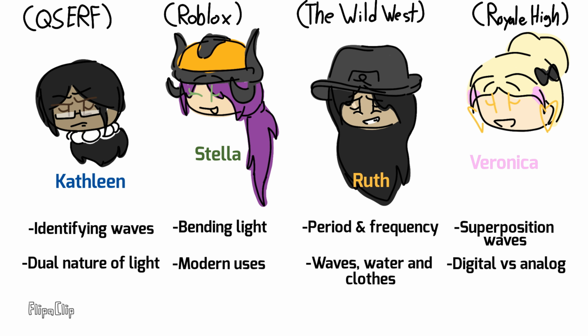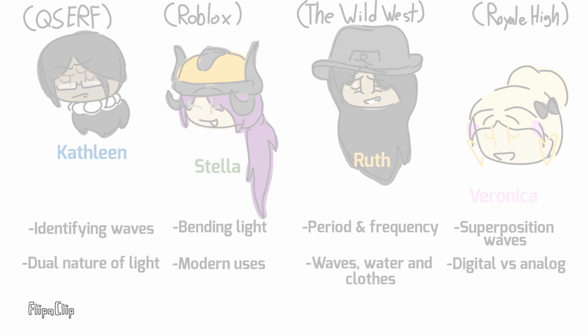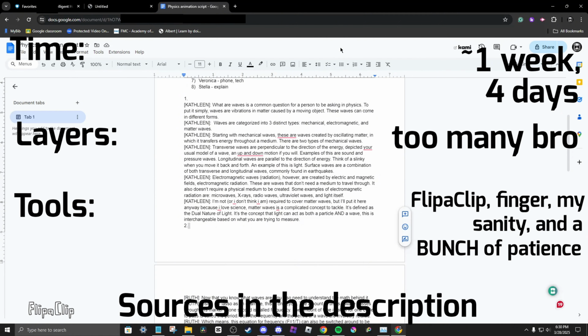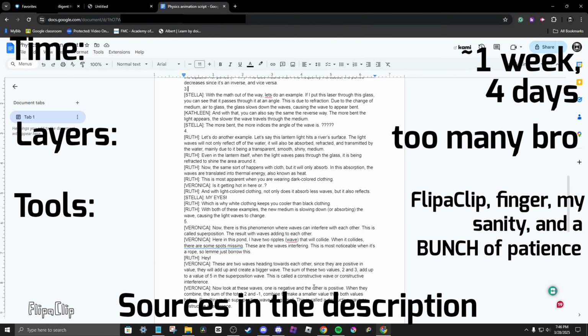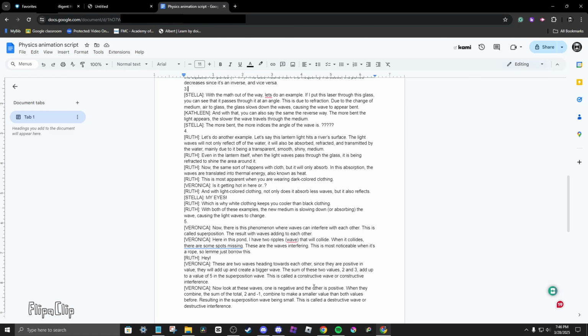It's being refracted to shine the light rays in the area around it. Oh my god. This is the most noticeable when it's a rope, so let me just borrow this real quick.